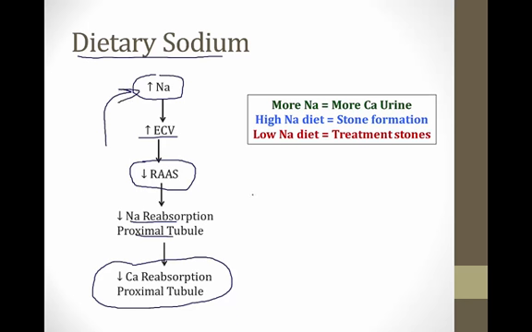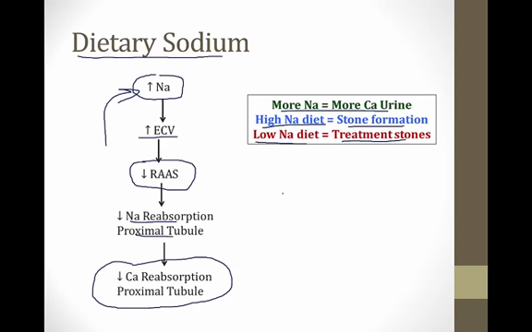So the key points I've summarized on the right side of this slide. More sodium in the diet equals more calcium in the urine, so a high sodium diet can lead to stone formation and is a risk factor for calcium kidney stones. A low sodium diet is a potential treatment option for calcium kidney stones because it will reduce the amount of calcium in the urine.